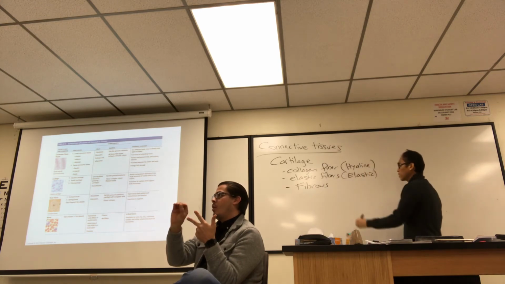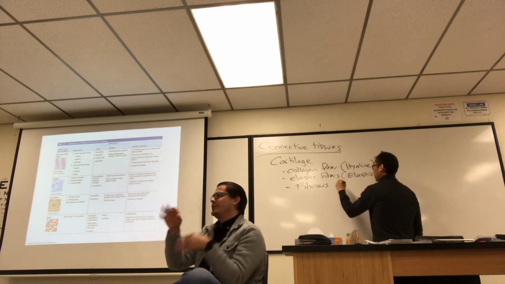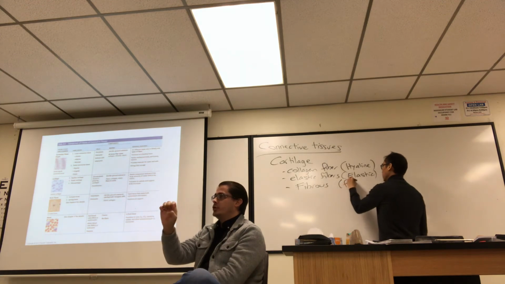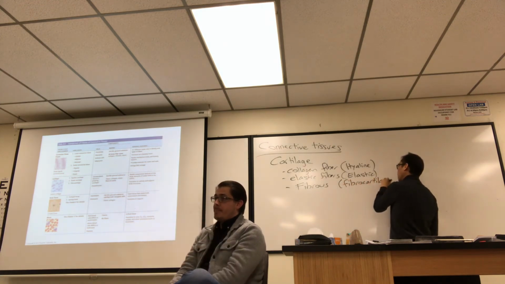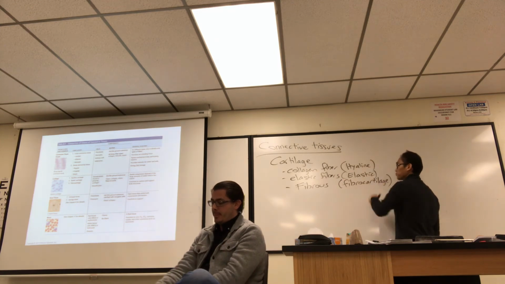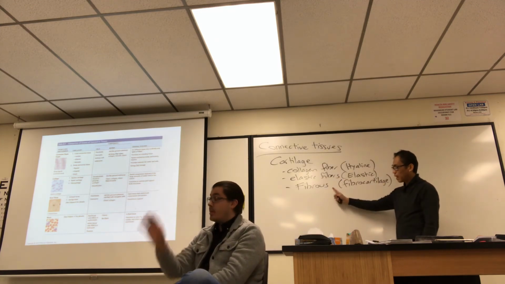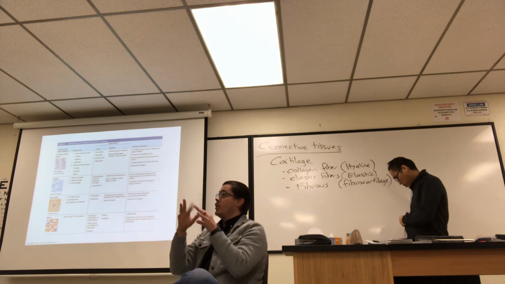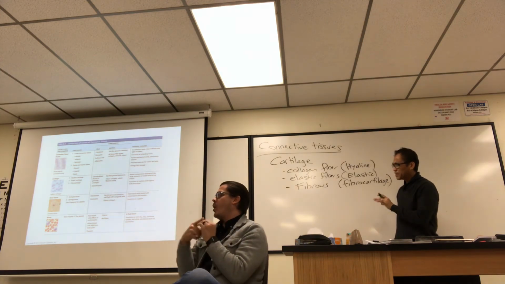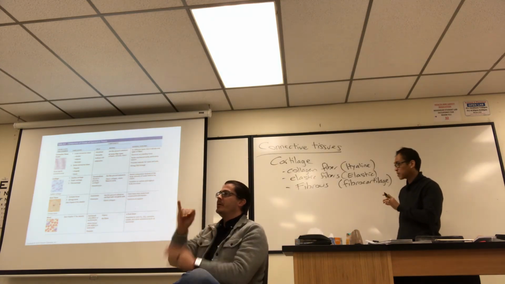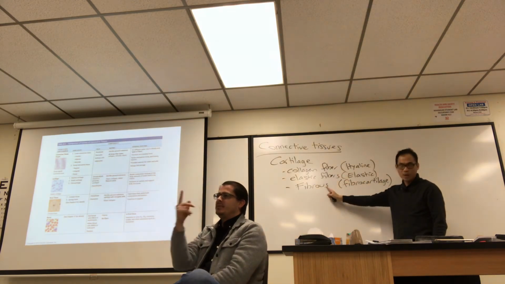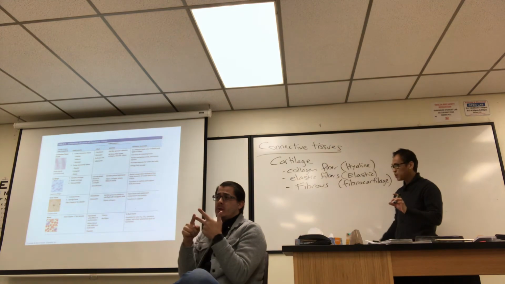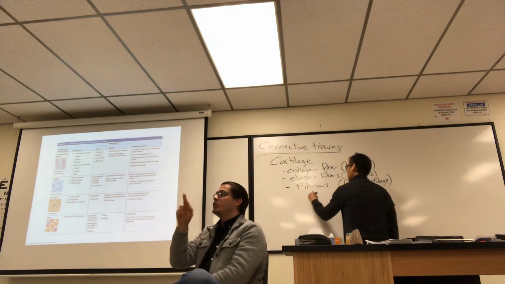The fibrous nature of fibrocartilage, that one's very unique. And the example I want you to know is in the intervertebral disc. So for these other ones, I'll give you examples when I get to them. But this one, we're only going to look at one kind, the kind of cartilage in the intervertebral disc.